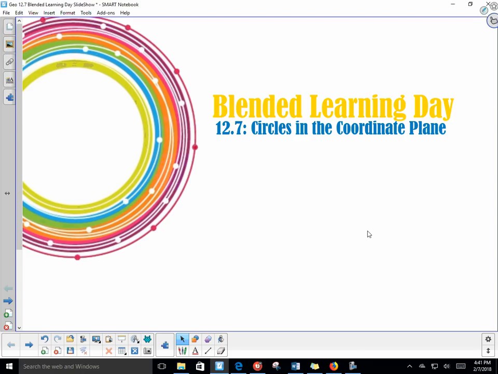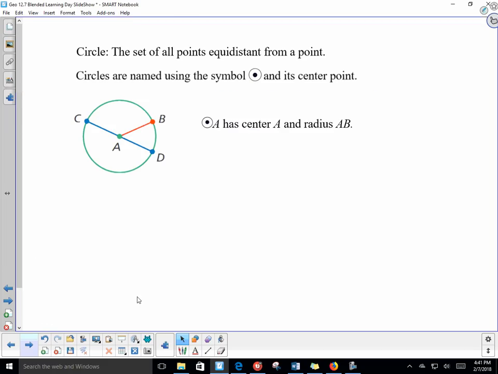This is your Blended Learning Day assignment for geometry. This is section 12.7 in your book called Circles in the Coordinate Plane. So let's learn about circles and what they are and how to write equations for them. A circle is the set of all points that are equidistant from a given point.